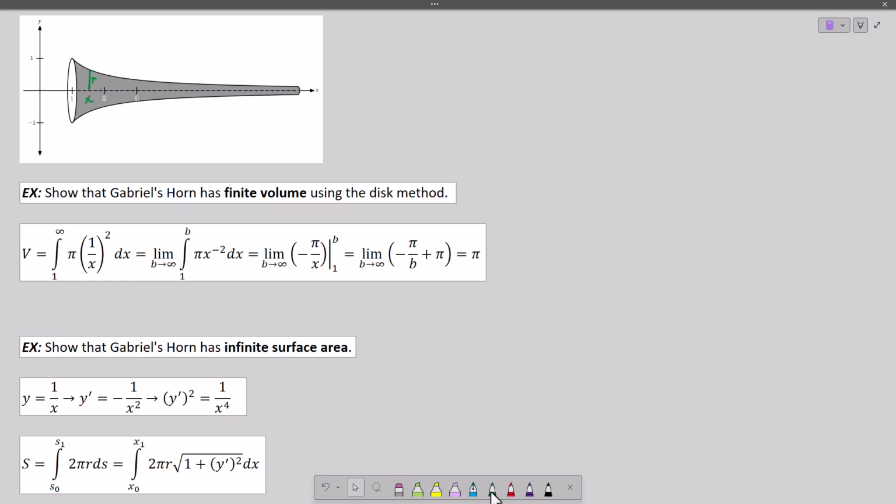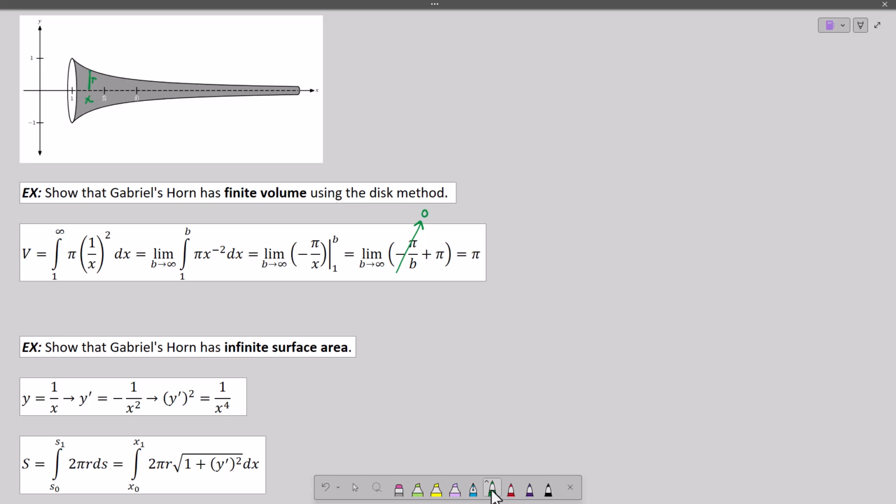1 over x squared is the same as x to the negative 2. That's an easy integral. We add 1 to the exponent and get negative 1, divide by the negative 1. So we get this as our antiderivative, negative pi over x. You can factor out the pi if you want. Plug in the b, plug in the 1. Take the limit as b goes to infinity. As b goes to infinity, this fraction goes to 0 because b is in the bottom. When the bottom blows up, the fractions go to 0.